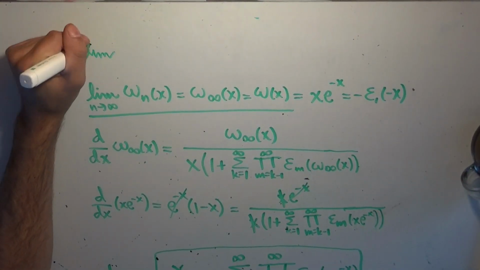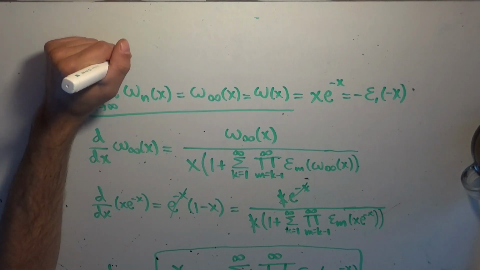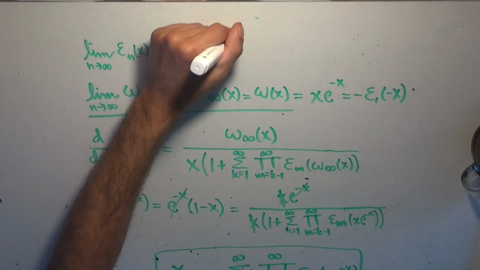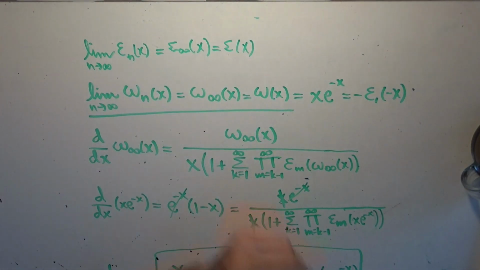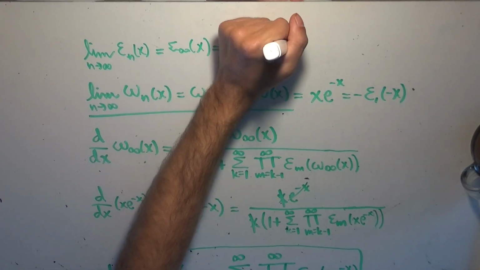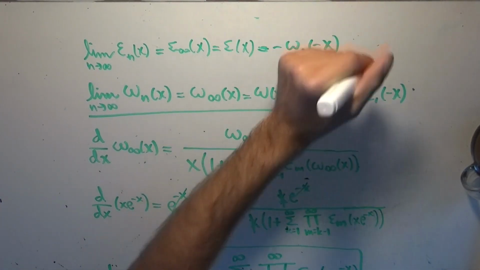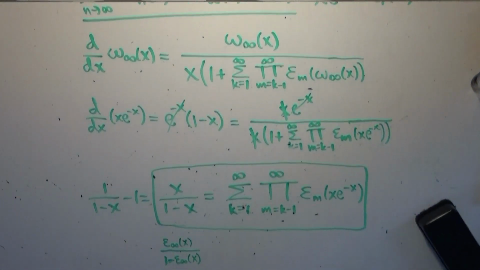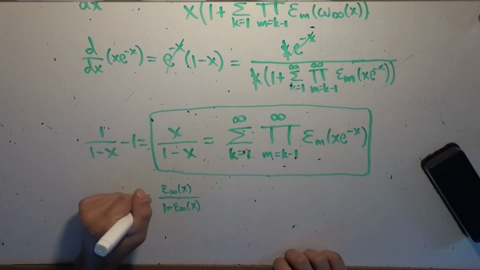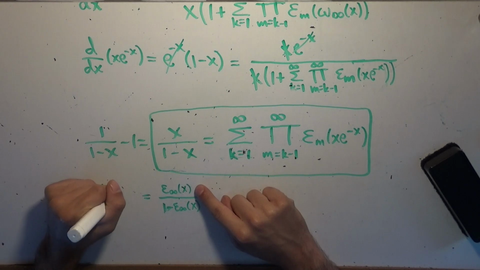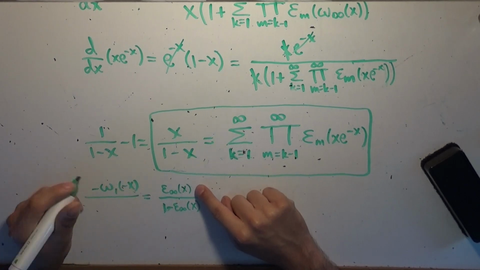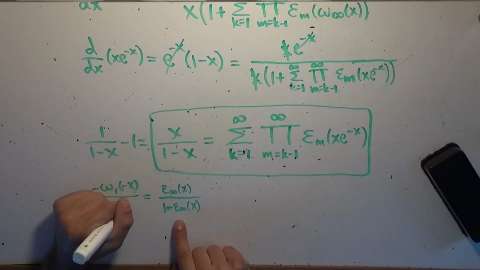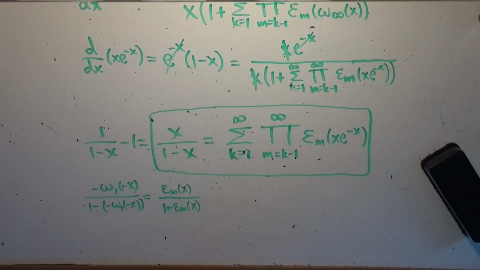So if we do the limit as n goes to infinity of epsilon n of x, we'll get epsilon infinity, or perhaps just epsilon of x if we wanted to write it that way. And we'll end up with negative omega 1 of negative x, or negative Lambert W of negative x, because they're the same thing. So in this case, we'll actually end up with negative omega 1 of negative x divided by 1 minus negative omega 1 of negative x. And those negatives will cancel, of course, etc., etc.